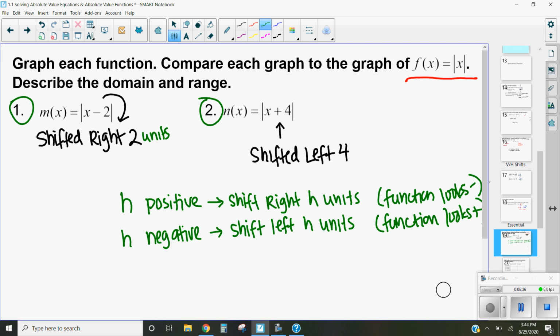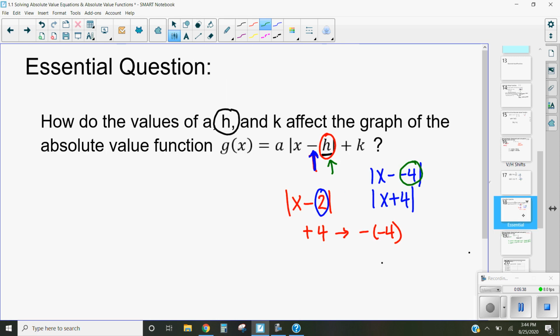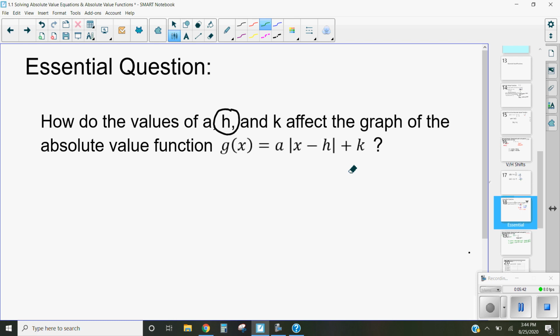So as a quick summary, when we're talking about how h affects the graph of the absolute value function, h causes it to shift right if h is positive, or it causes it to shift left if it's negative. And that is how h affects our graph.